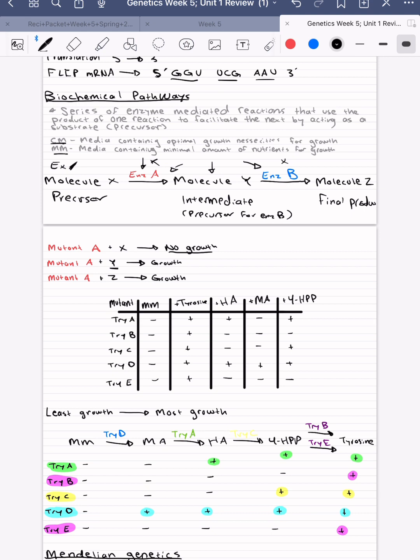Likewise, if we had a mutant enzyme A and we had molecule Z, then we would have growth, because molecule Z is the final product, it's what allows for growth. If we had a mutant enzyme that comes a lot before it in the pathway, no effect, growth would occur.